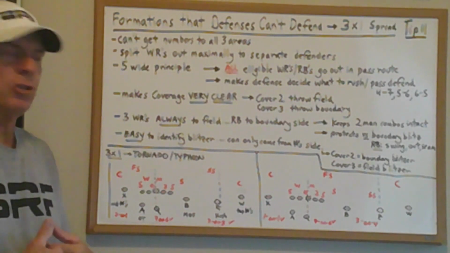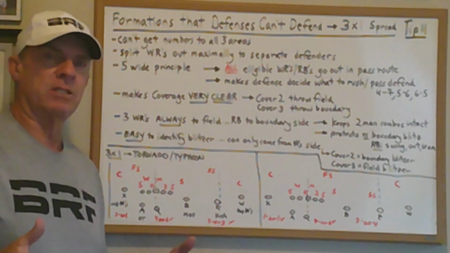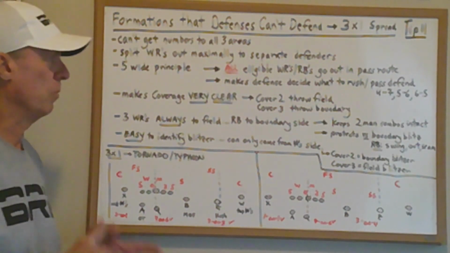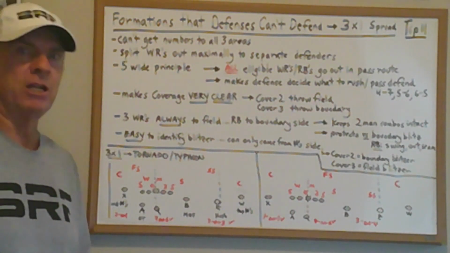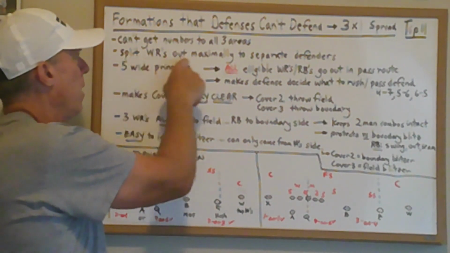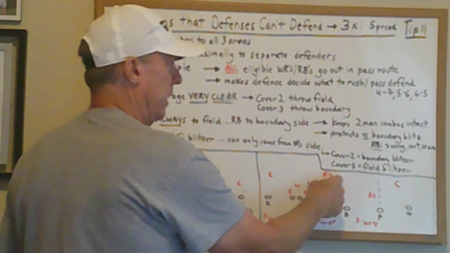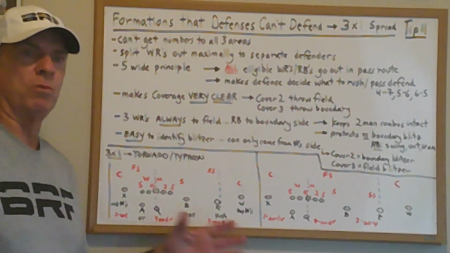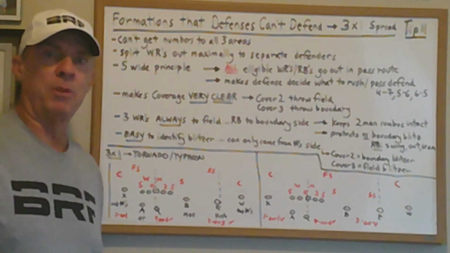So if you want to teach your quarterback to come to the line and decide whether he's going to throw the route combinations to the field or the boundary, it's a really easy thing to teach him, because in a 3-by-1 it's very clear that way all the time. And when you split your wide receivers out maximally, it's very easy for him to tell, because once again, the distance between the secondary defenders is so great that it's easy for the quarterback to see, and it's very easy for the play caller to see.